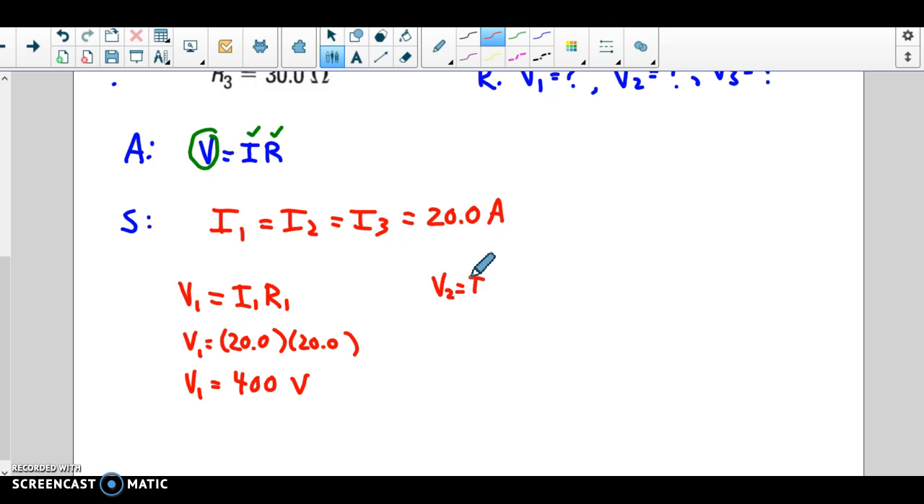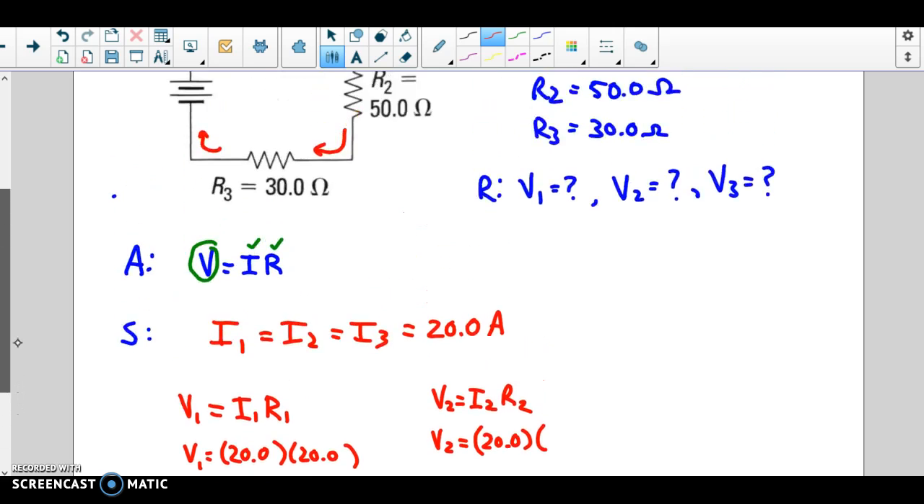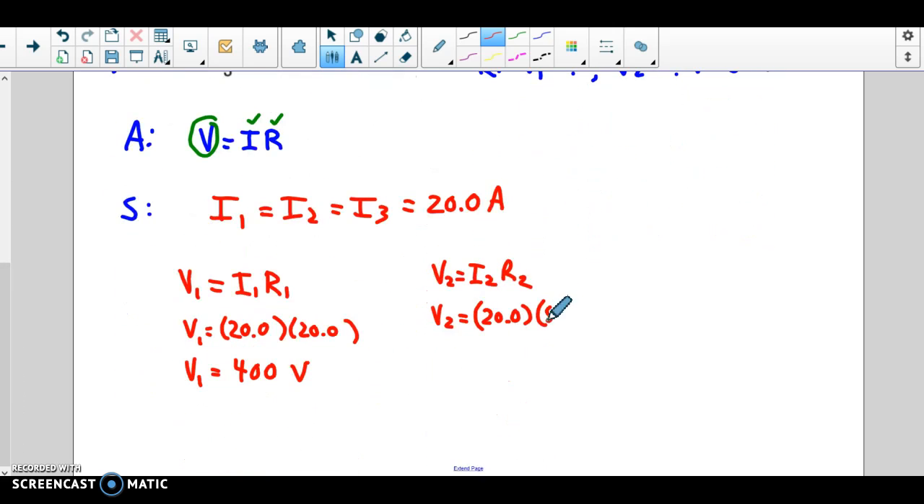V2, I'm going to do the same thing. I'm going to apply Ohm's law, but this time to resistance 2. V2 is equal to the current through resistor 2, again 20 amps, times the resistance of resistor 2, which is 50 ohms. In this case, V2 is 1,000 volts, very high voltage.